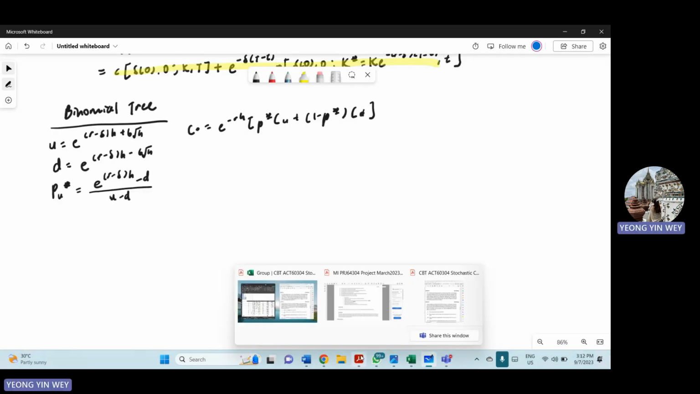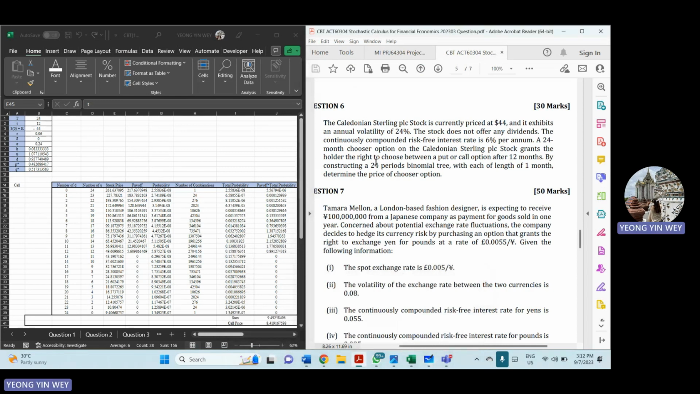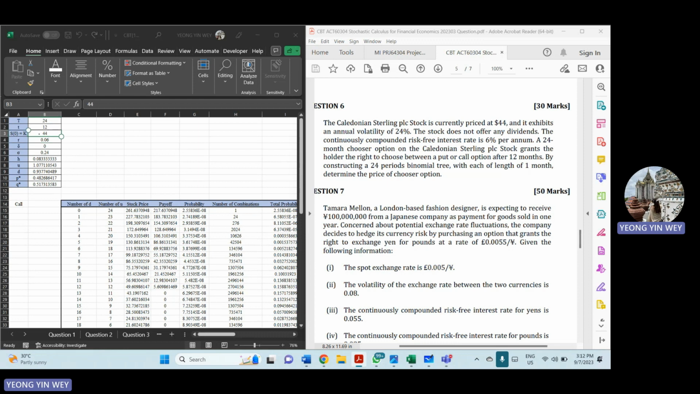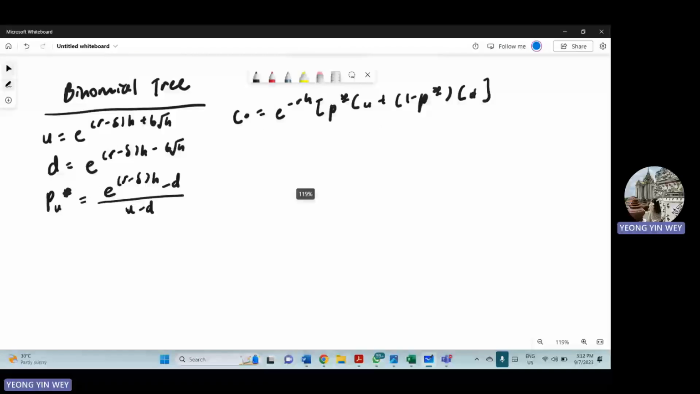Okay, so let's look at our question 6. Given that the current price is 44, and K and the initial stock price are 44. Volatility is 0.24. Interest rate is 0.06. 24 months, big T equals 24, whereas small t equals 12 months, because it grants the holder the right to choose between a put or call option after 12 months, with each length of 1 month, so h equals 1/12. After we have this data, we can calculate U, D, P, and Q, which is 1 minus P, using the formulas we discussed just now.